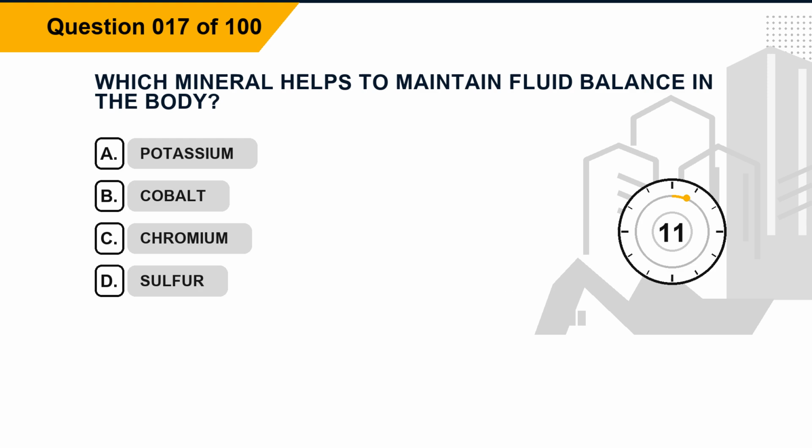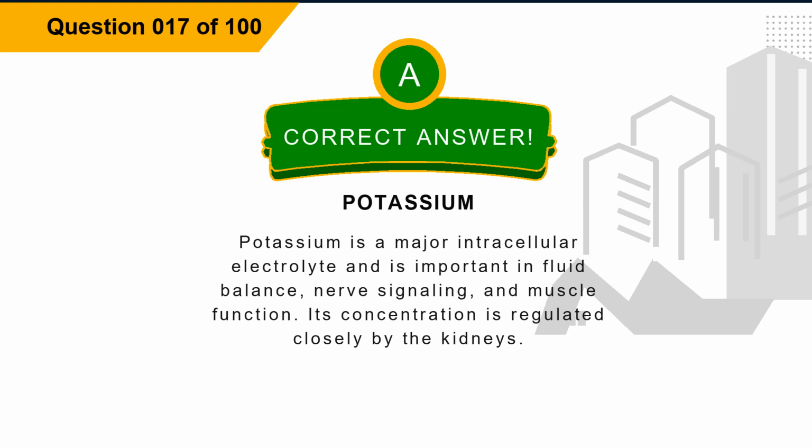Question 17. Which mineral helps to maintain fluid balance in the body? Option A, potassium. Option B, cobalt. Option C, chromium. Option D, sulfur. The correct answer is option A, potassium. Explanation: potassium is a major intracellular electrolyte and is important in fluid balance, nerve signaling, and muscle function. Its concentration is regulated closely by the kidneys.